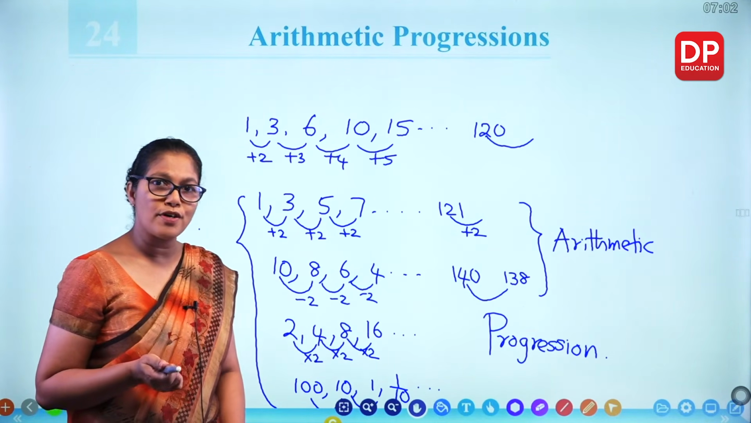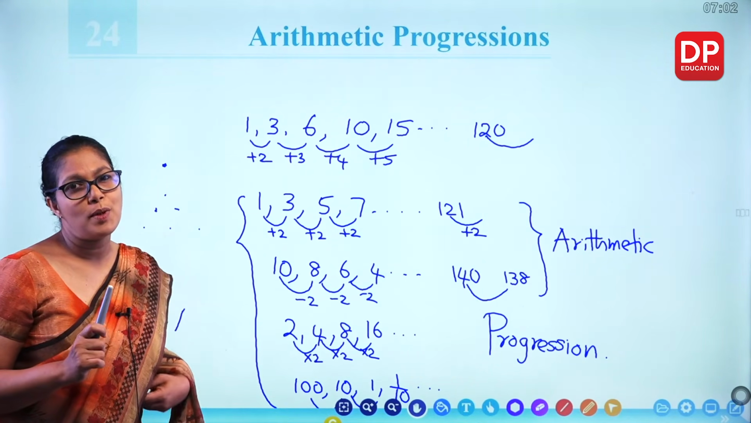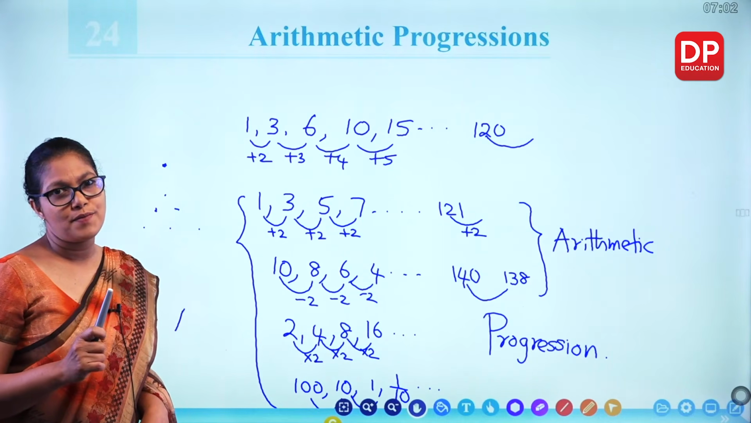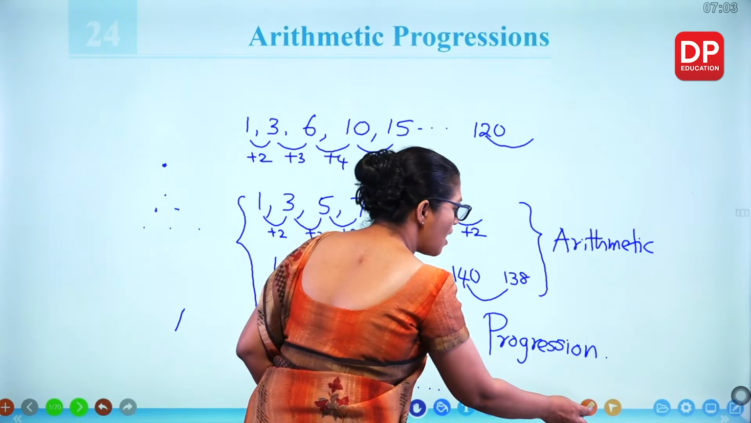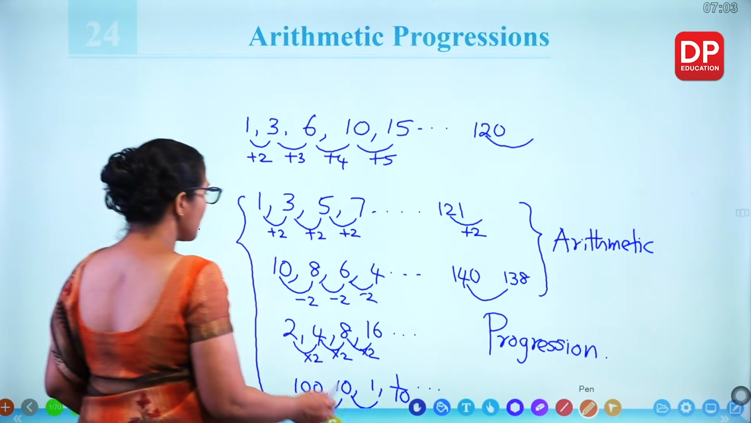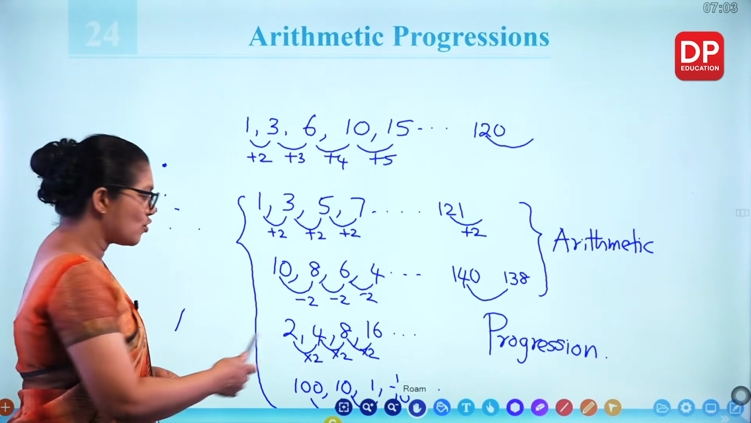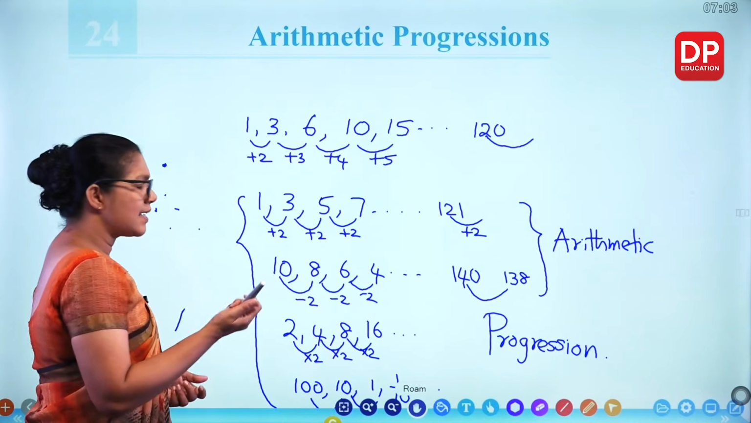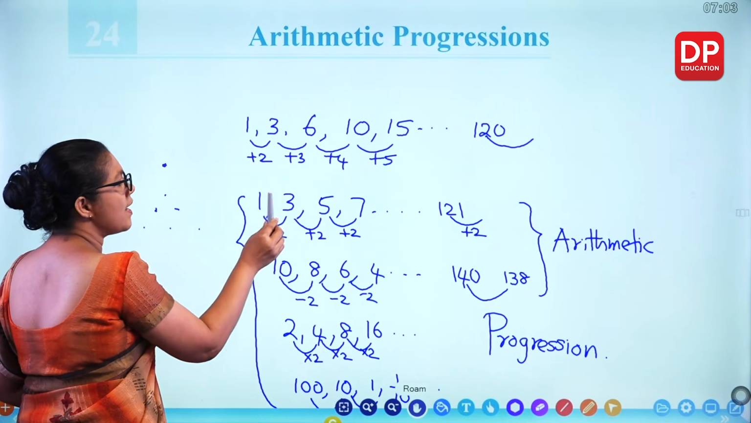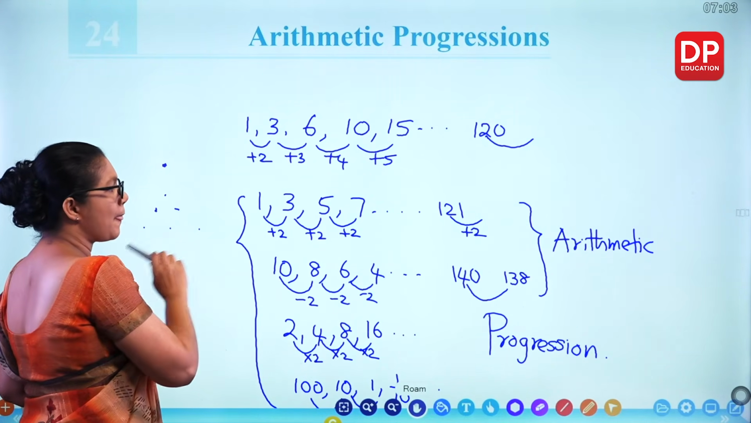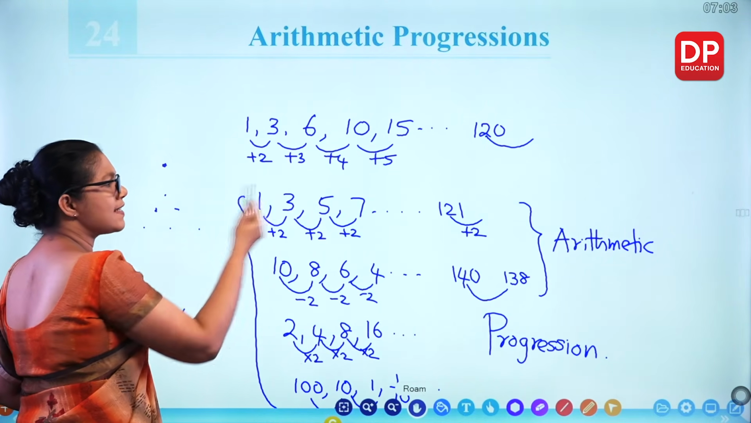So what are arithmetic progressions? When you get a constant difference between 2 consecutive terms, we call those arithmetic progression. Here you need to know what consecutive terms are. Take these 2, 4. Those are next to each other, so these are consecutive terms. 4, 8, consecutive terms. 8, 16, those are consecutive terms. In 1, 3, 5, 7, what are consecutive terms? 1 with 3, 3 with 5, 5 with 7.